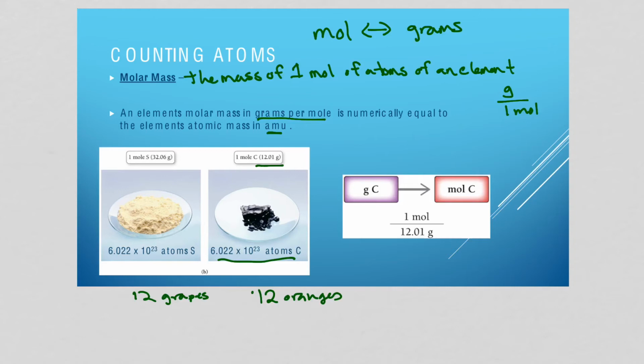So, two big take-homes. That number on the periodic table now has two definitions. It is the atomic mass, the mass of a single atom in units of AMUs, but it also represents the mass of 1 mole of atoms in units of grams per mole. Second big thing is we can use this molar mass as a way to jump back and forth between how many moles of something we have and how many grams it's going to have. So if I know that each mole weighs a certain amount, then I can go back and forth between how many moles and how many grams I have.